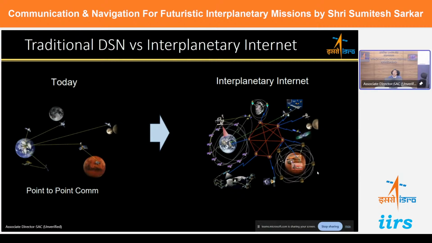But in future, what will happen? Mostly it will be an interplanetary internet kind of connectivity, where each planet will have its own network, like we have the internet system on the Earth. Like that, there may be separate connectivity links on the Moon, or Mars, or any other planet. Then they may be connected together with the network shown in the red lines, and they may have connectivity with other planets or any deep space objects.